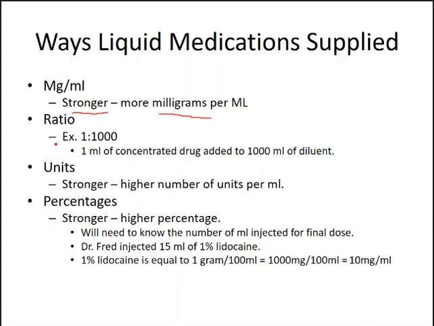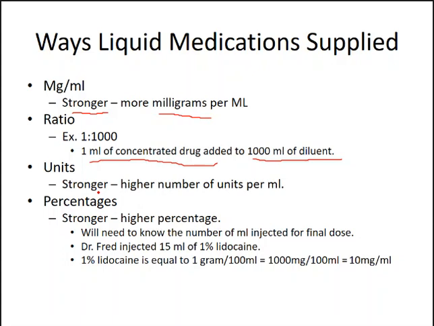Ratio is for highly diluted or highly concentrated drugs. And so with that, we're going to be diluting a milliliter of the concentrated drug in 1,000 milliliters of diluent. Thus, the ratio of 1 to 1,000 being 1 of the concentrated drug and 1,000 milliliters of diluent.